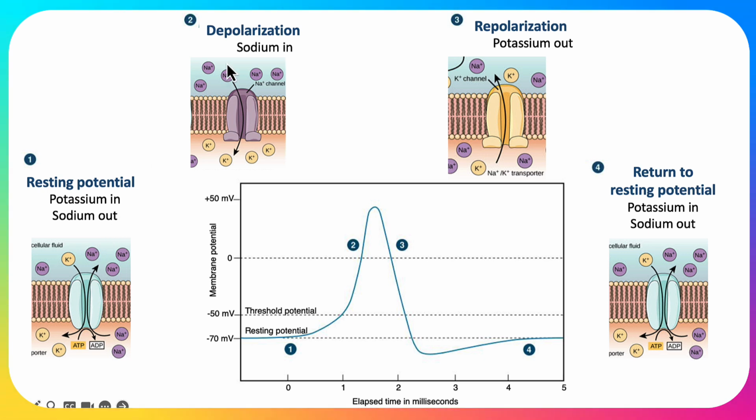Now, depolarization, becoming positive inside, happens by allowing that sodium to go in really quickly. So that sodium is going to come in and join the potassium, makes it positive. Then we're going to allow the potassium to go out, and that's going to make it negative on the inside again. And finally, we return to that resting potential again. And that's it.